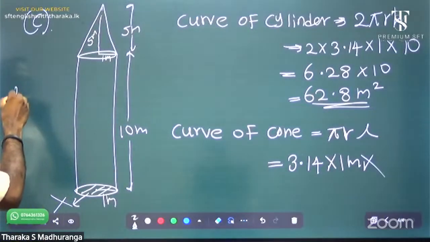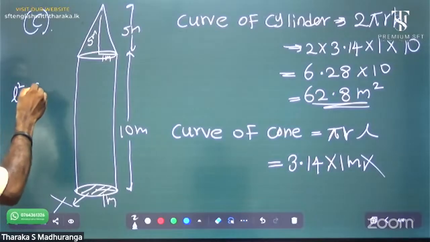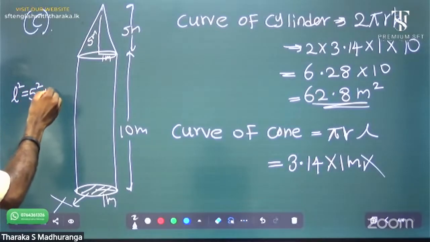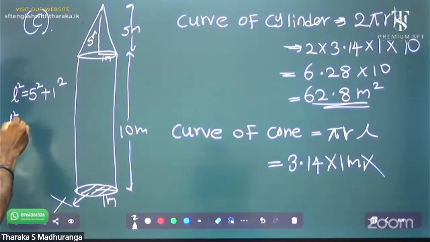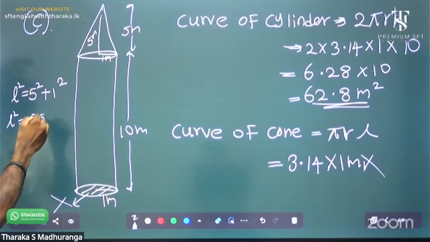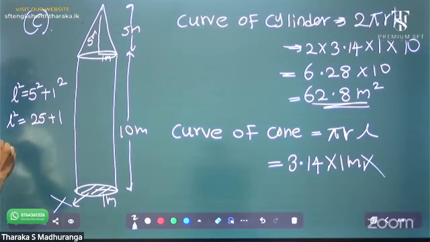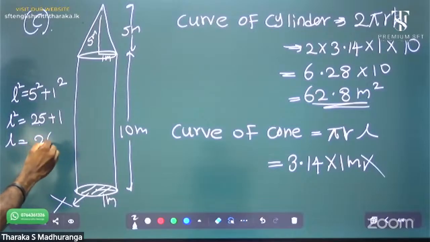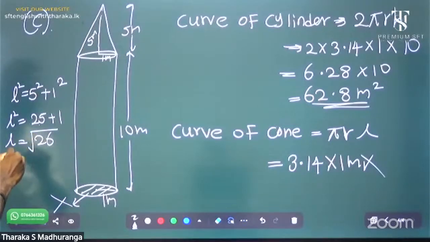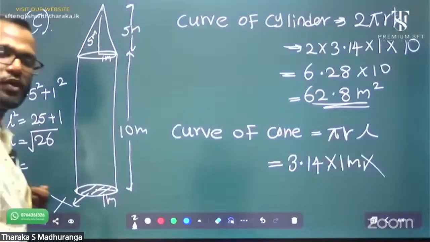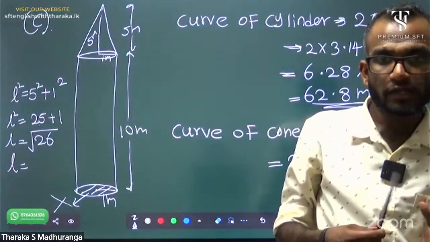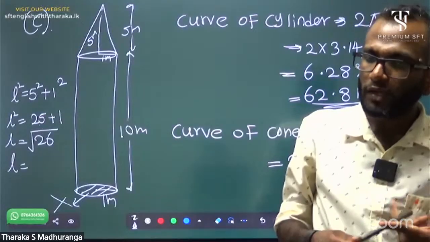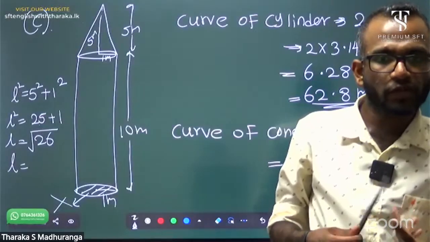Now l squared equals 5 squared plus 1 squared. l squared equals 25 plus 1. l equals the square root of 26. How to get the square root of 26 now? Using a calculator. Dinul, how can we find the square root of 26?